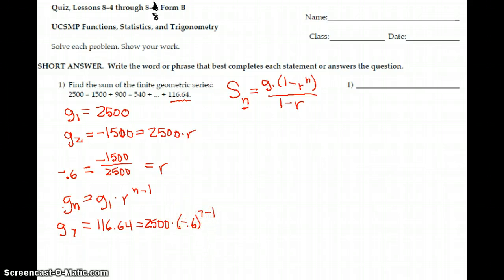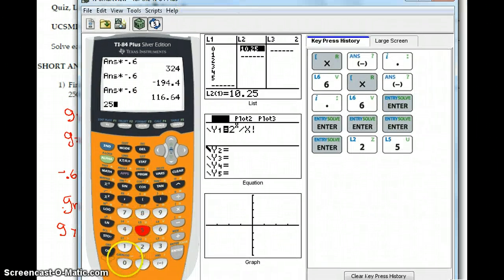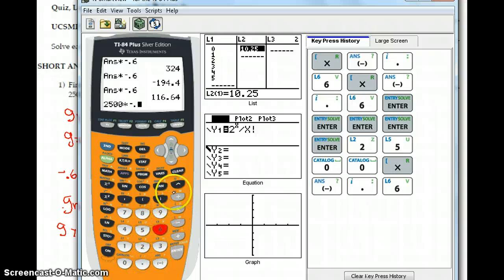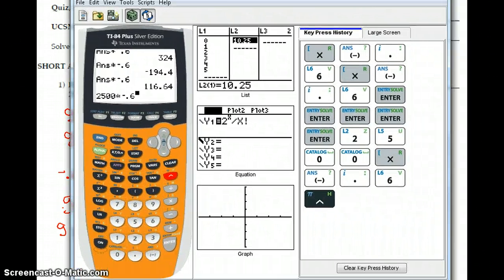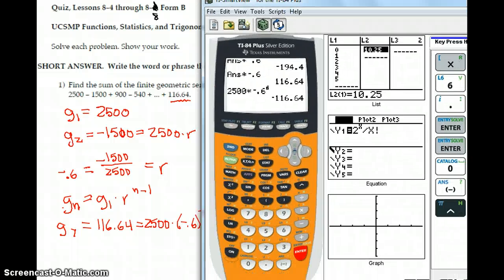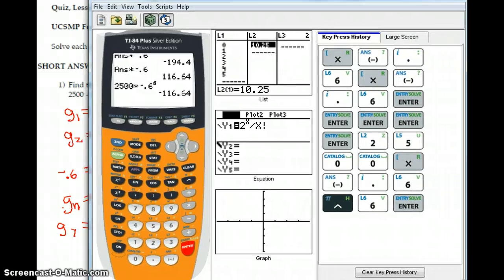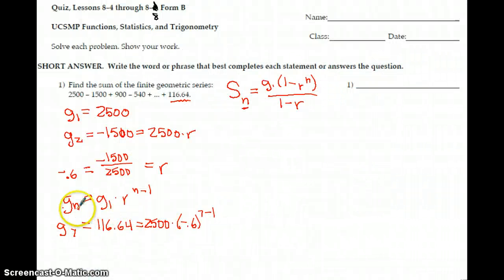Let's go back to the calculator and check that. Is it really that this is 2500 times negative 0.6 to the power of, and I was hoping that would be to the 7 minus 1, which is 6. Is that really this 116? And yes, it is. Oh, wait, it's negative. What did I do wrong? I don't know what I did wrong. Oh, because I should have put this in parentheses. Anyway, I got the right number, so I'm happy enough that that's really what it is. Okay, so yes, it is the 7th one. So I'm looking for S sub 7 here. Just found out that that is the 7th one.